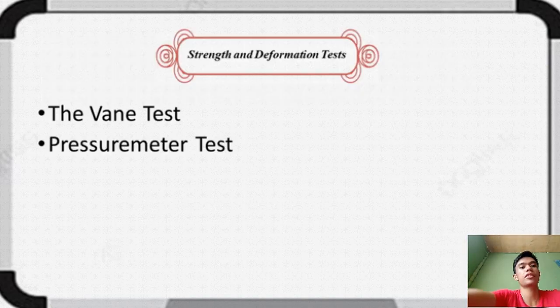So next is the strength and deformation test. In the strength and deformation test, there are two commonly used tests of this type, and these are the vane test and the pressure meter test.